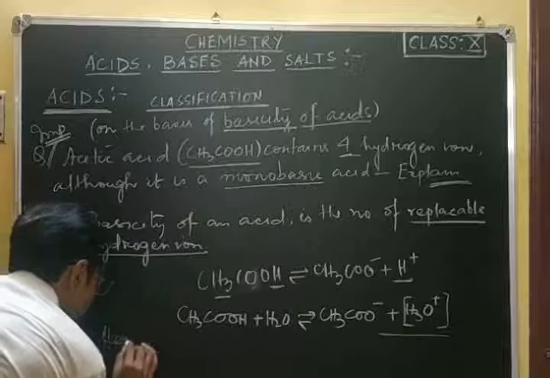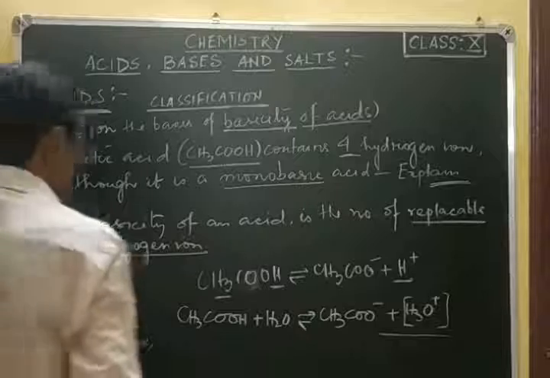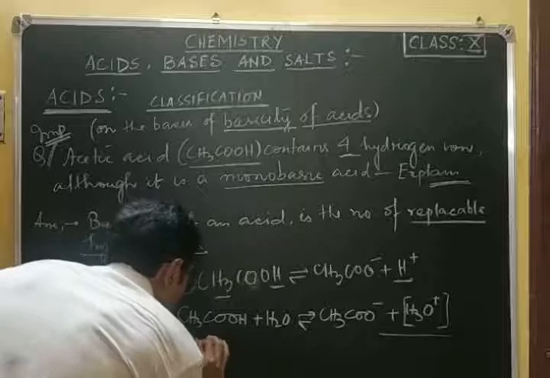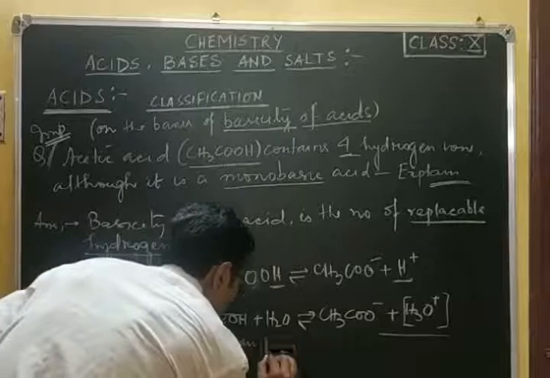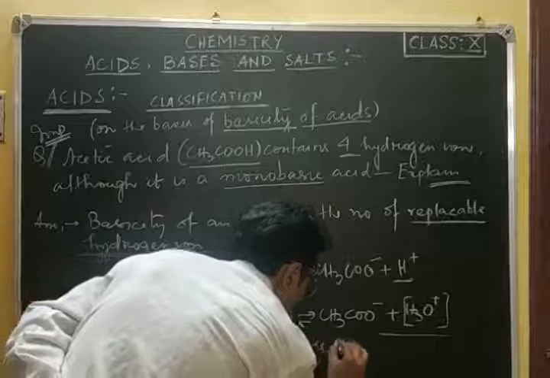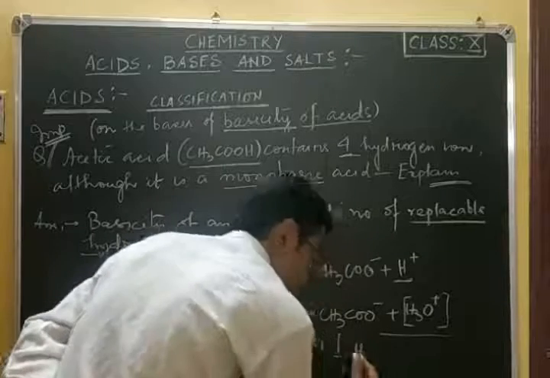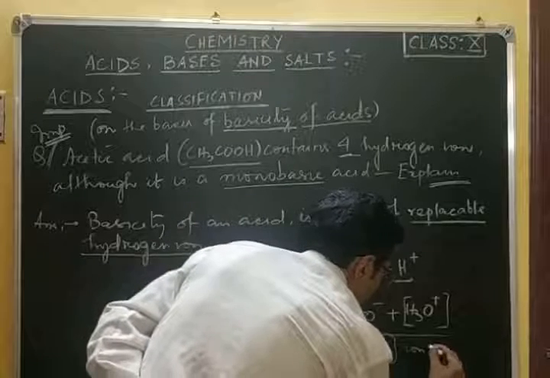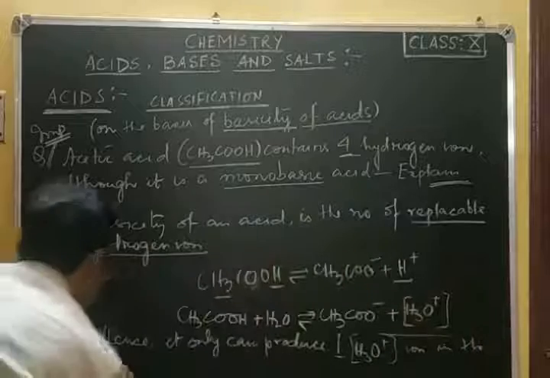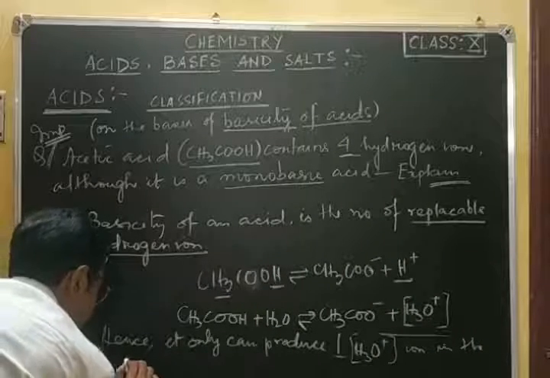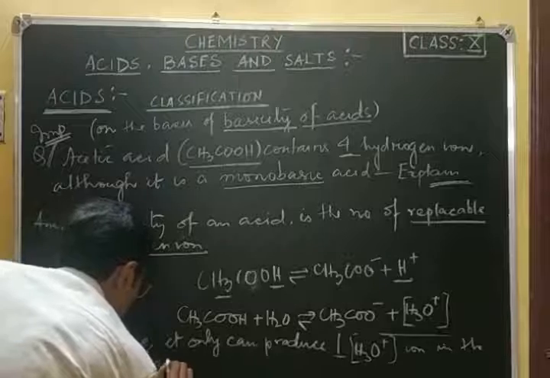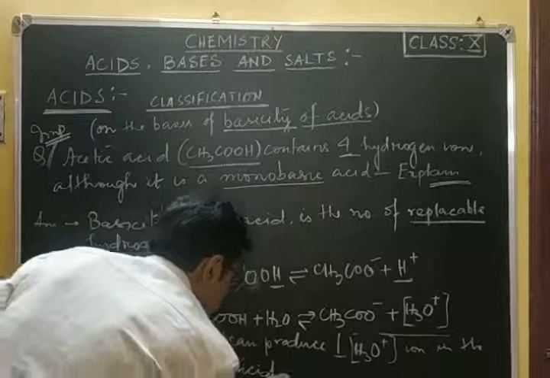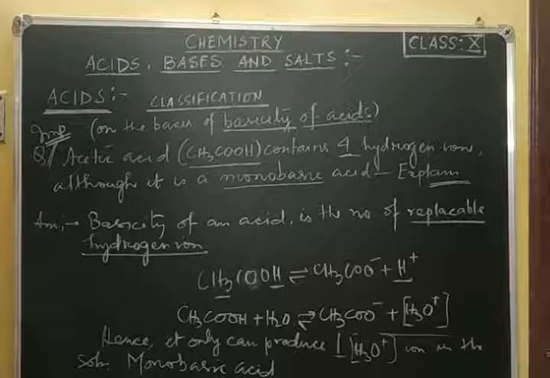So we can write, hence it can produce only one hydronium ion, write it like this: H3O plus ion, in the solution. Hence it is a monobasic acid. Remember this one, and this is a very, very important question in view of your ICSE.